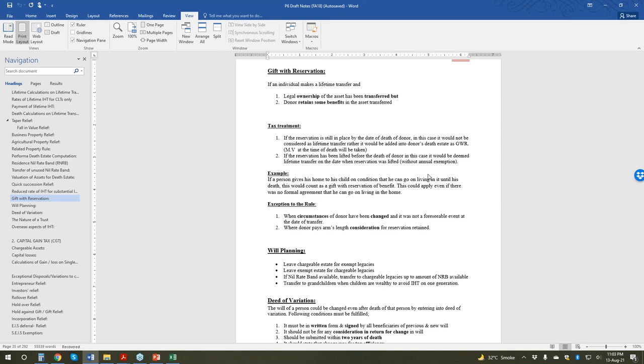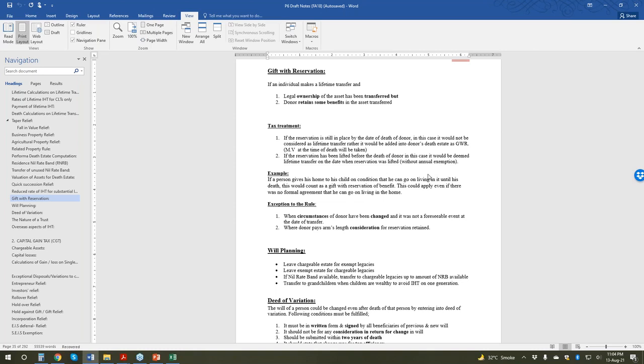Second thing, the annual exemption would not be available because of GWR. Third disadvantage, you will be unable to claim the taper relief on that. Why? Because if the reservation is still in place at the time of the donor's death, it will be considered to be gifted on death. Why? Because now the donor has died, obviously the condition would have been lifted. So it will be considered as if this gift has been made on death. Because of that, it will be added into the death estate at probate value, or what we call market value on death. And due to that, several disadvantages will occur, which I have just mentioned.